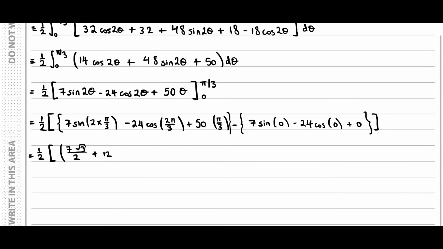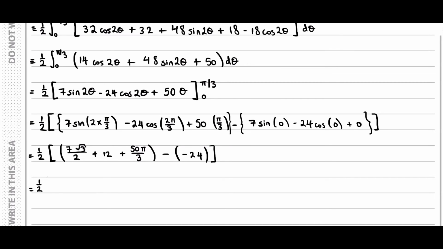And then we have 50 pi over 3. Sine of 0, that's 0. Cos of 0, that's 1. So we have minus 24 for our lower limit. So 12 plus 24, that's 36.